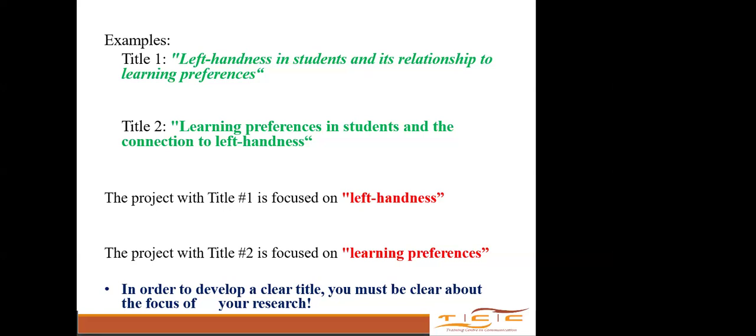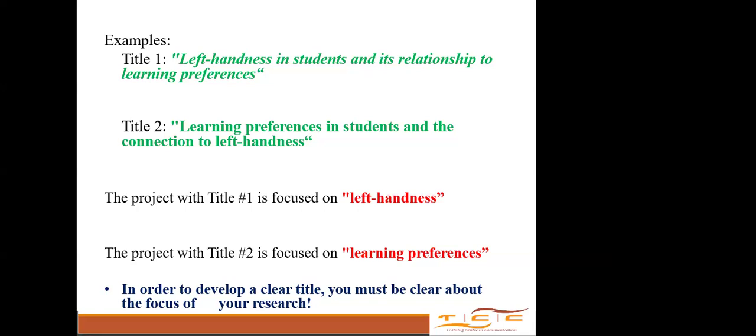The first one is focusing on left-handedness and trying to relate it to learning preferences. So they are going to find out, are you left-handed? So we are going to find all people who are left-handed and just learn about their learning preferences. But in the second one, we are going to go to students and ask them, what are your learning preferences? Then they will talk about all their learning preferences.